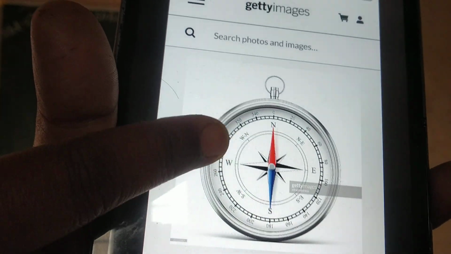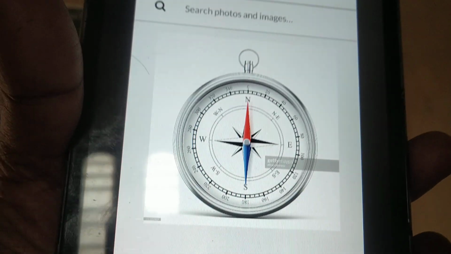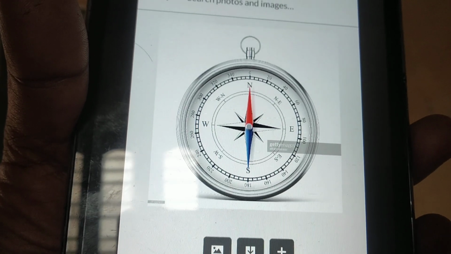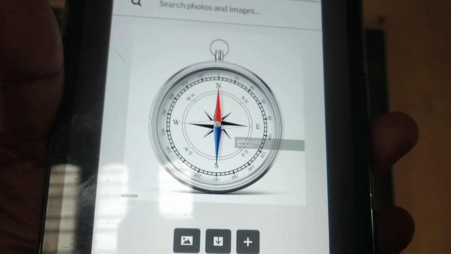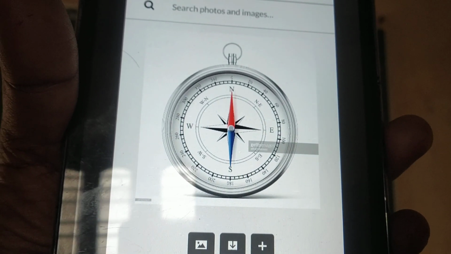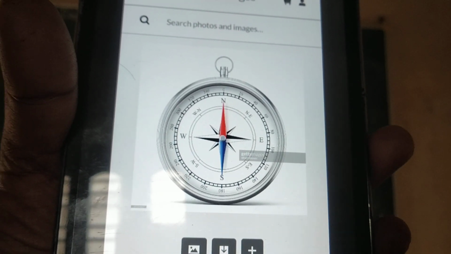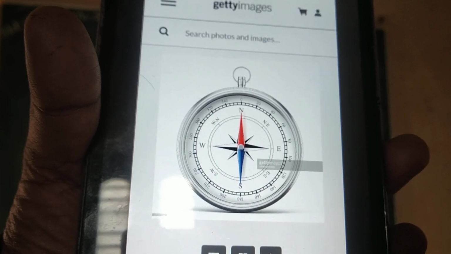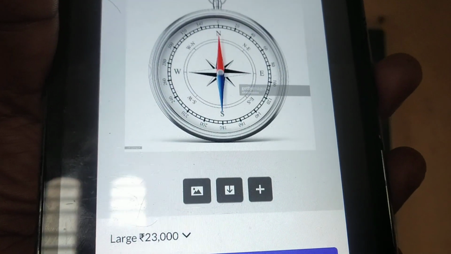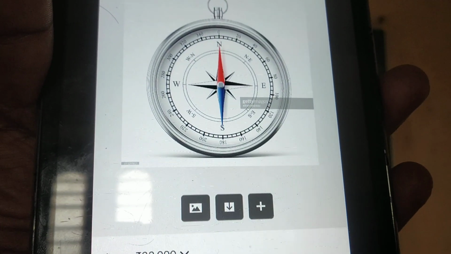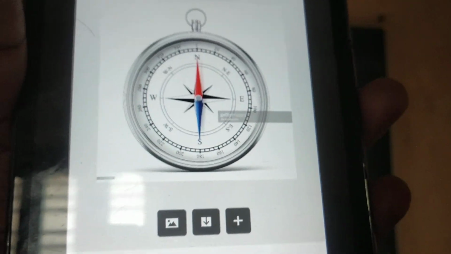Now see this. This is a red sign. With the help of this compass, we can find the points: north, south, east and west, where they are. The compass is a tool used to find the directions. So when we have to find the directions, we have to see this compass.